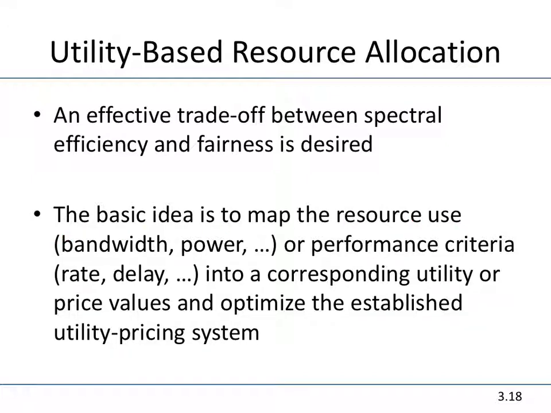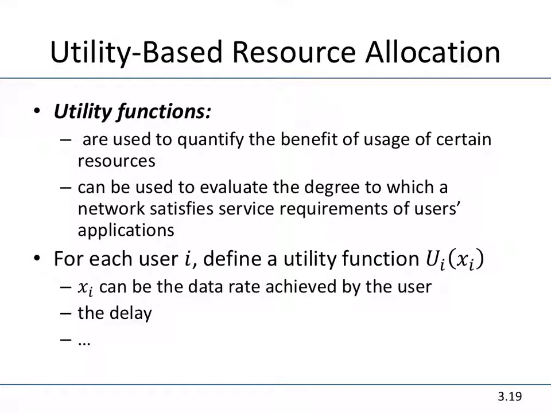The basic idea here is to map the resource usage, whether it's bandwidth or power or performance criteria, into a corresponding utility function. This utility function will take into consideration this trade-off, and we'll see some examples of it. The utility function is defined in such a way that it takes into consideration the bandwidth and the power. In the maximum aggregate throughput, we try to maximize the aggregate rate. Here we will not maximize the rate as a straightforward function. We'll try to maximize a function of the rate, so that this function will implicitly take into consideration some fairness criteria.